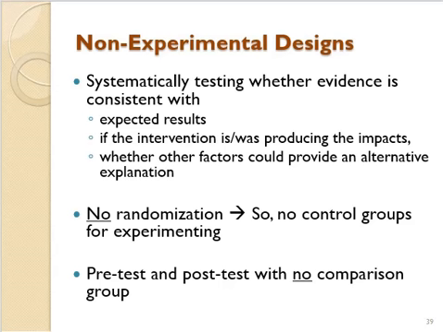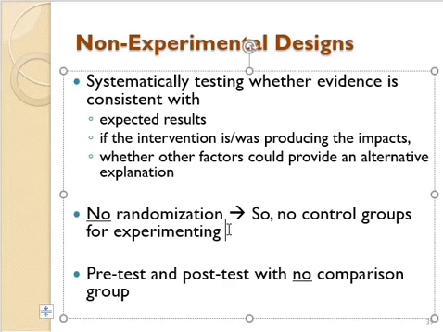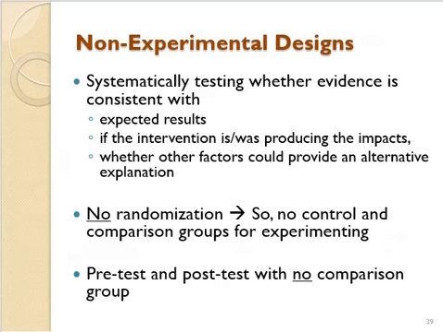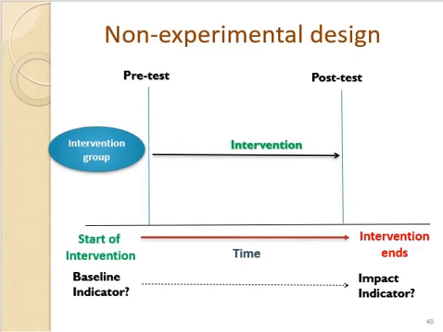Then lastly, on the causal questions designs, we have non-experimental designs, which systematically test whether evidence is consistent with expected results, or whether the intervention is producing the impacts, or whether other factors could be providing an alternative explanation. Okay, so again, there is no randomization, so no control groups, but also no comparison groups in this case. But you also do a pretest and post-test with no comparison. So this is the usual implementation of our impact evaluation without experiments.